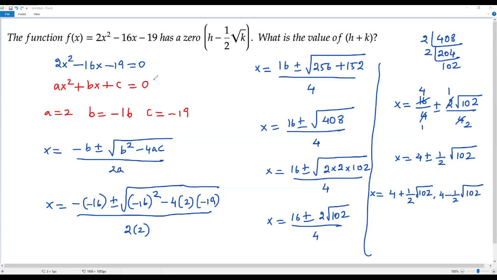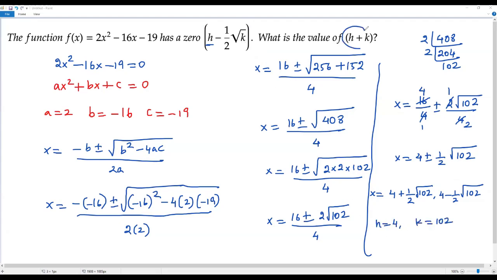In the given question, we have one of the zeros of the function, that is h minus 1/2 times the square root of k. So the second zero here is in the form h minus 1/2 times the square root of k. Comparing these, I get h equals 4, because at the place of h we have 4, and at the place of k inside the square root we have 102. So h is equal to 4 and k equals 102.